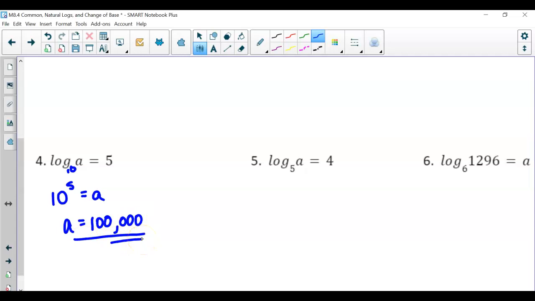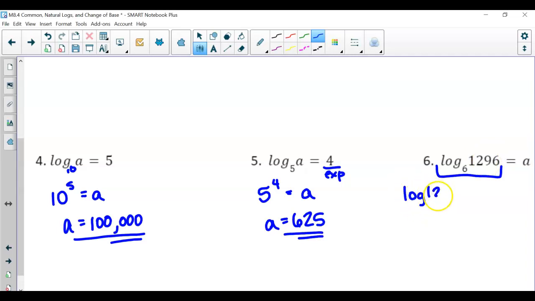Then here, again, you cannot use the change of base because you have the base of 5, but you're looking for the value of a. So that's a base of 5 raised to the fourth power, right? Because remember, your equation's equal to the exponent is equal to a. And a is equal to 625. Now here you could have used the change of base formula because you have log base 6 of 1,296. So this is log of 1,296 divided by log of 6. And here you should have gotten that a is equal to 4.